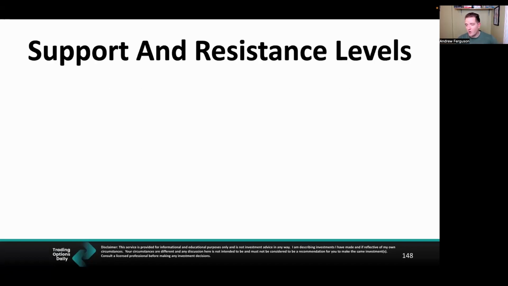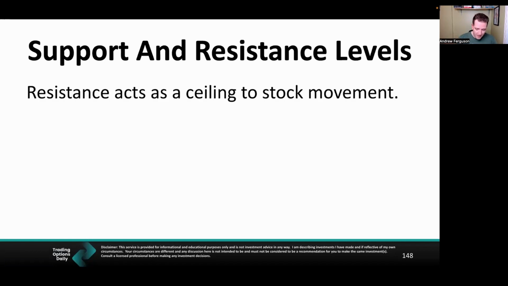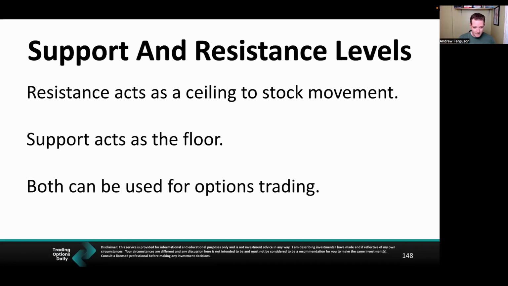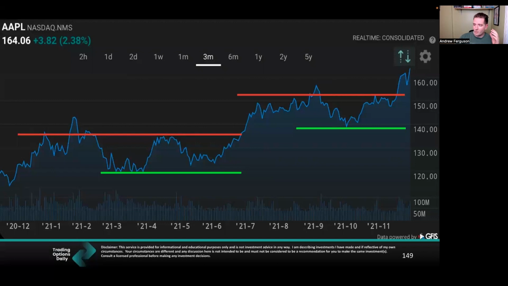So also on the chart, you're going to need to know something called support and resistance. And these are very important because you have to understand where the stock is likely not to move past. Resistance acts like a ceiling on the stock movement. Support is the floor. And both can be used for options trading. And I'll show you a quick diagram here. But the red lines in this chart are the ceilings, right?